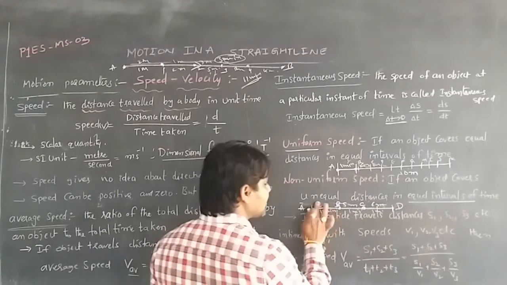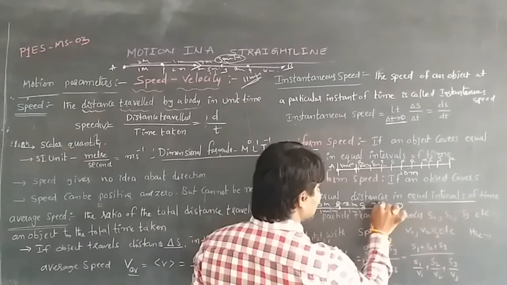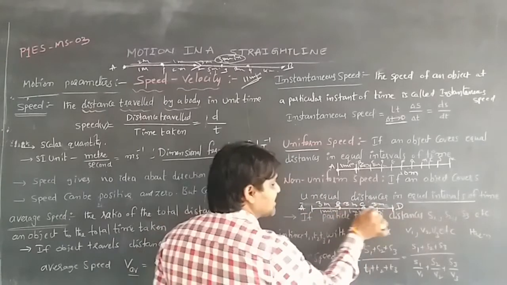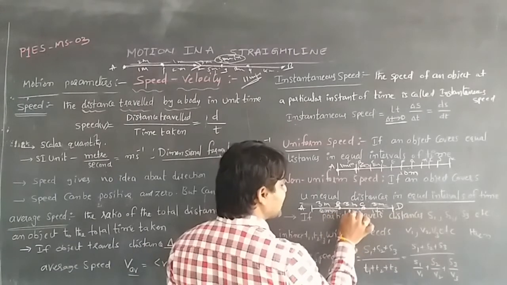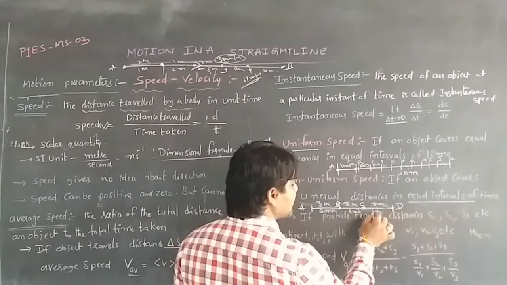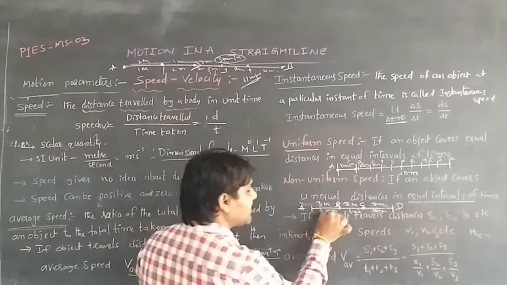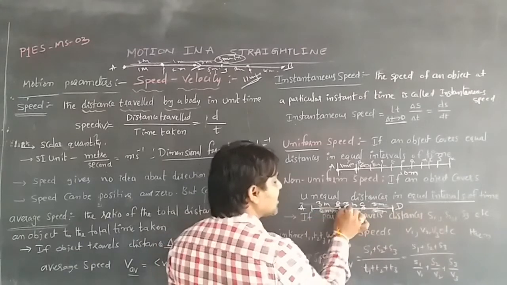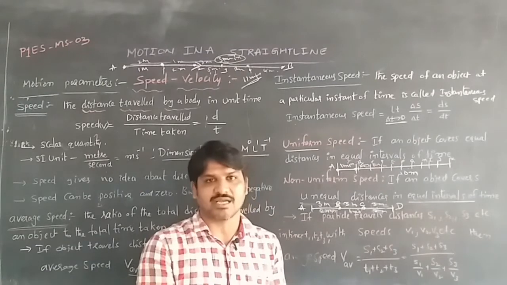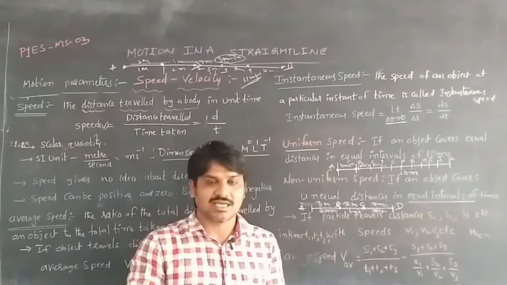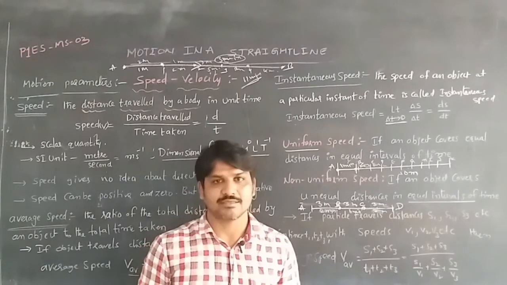As well as, we can say that if the distances are the same, 3 meters, 3 meters, 3 meters, but the first 3 meters is completed in 2 minutes, the second 3 meters in 1 minute, and the third 3 meters in 2 minutes, or maybe some other time. Means different time intervals with equal distances. Either unequal distances in equal intervals of time, or equal distances in unequal intervals of time, that is called non-uniform speed.